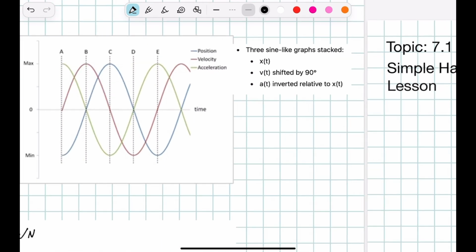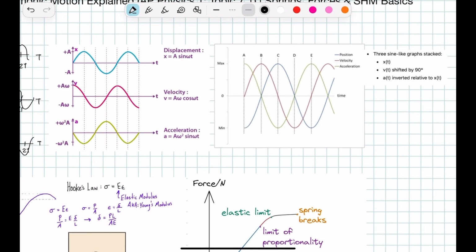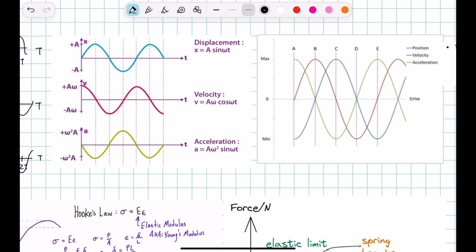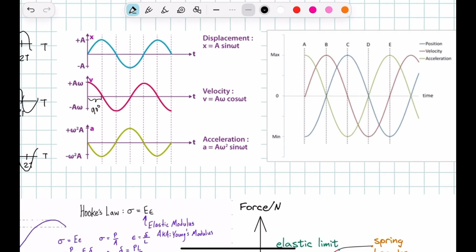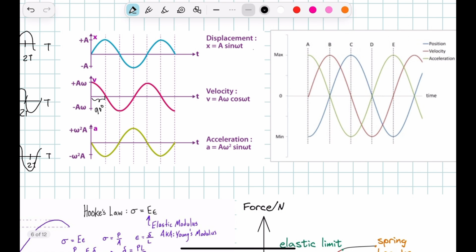And what we can see is that we have the position-time graph, which is just the sine graph. And then the velocity-time graph is just shifted by 90 degrees. So we can see that it's just shifted. This is the shift of 90 degrees. And then for the acceleration-time graph, we can see that it's just inverted relative to the position-time graph. So this is the same thing. It's just flipped. So you just have a negative sign out in front.